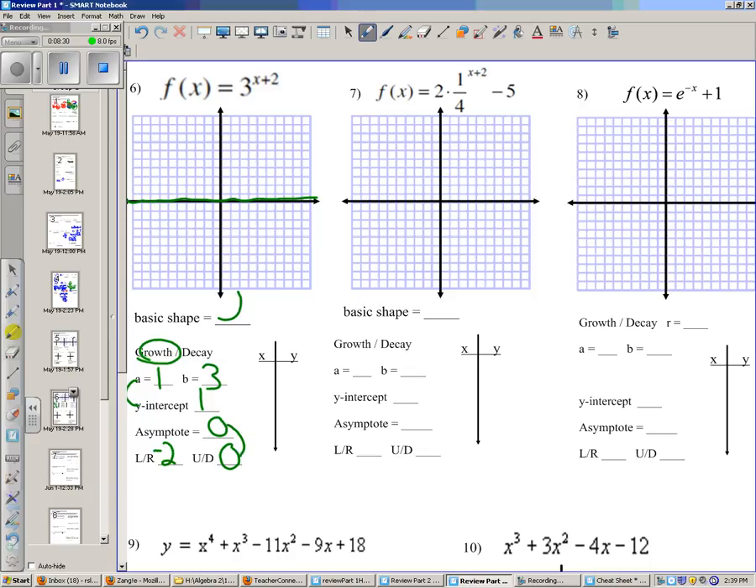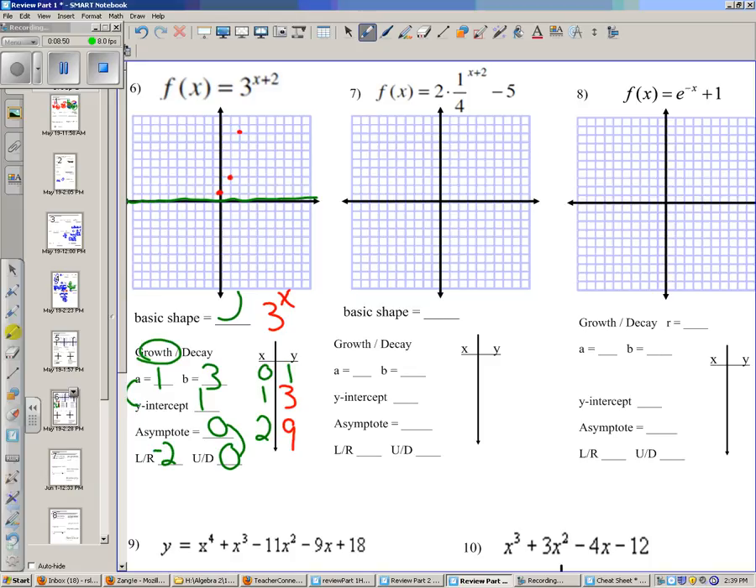And when I make my t-chart, because it's growth, I want to use 0, which I already have for my y-intercept of 1, and I want to use 1 and 2. For my t-chart, I leave out h and k. I will only use 3 to the x power. So 3 to the first power is 3, and 3 squared is 9. I'm going to put my points on there.